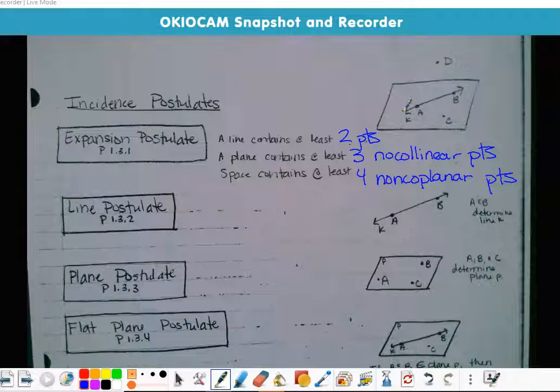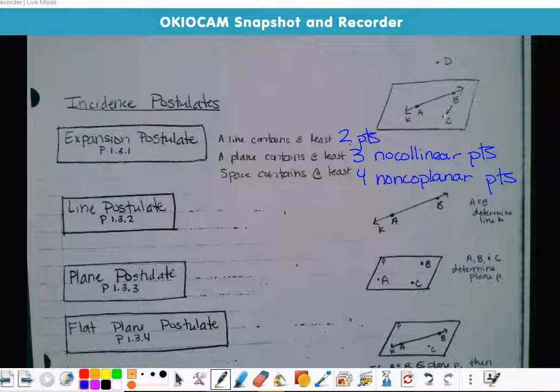To name a plane, I need at least 3 non-collinear points. Non-collinear means not in the same line. So this would be plane A, C, and D. A, C, B? But they're on the same line. No, C is not on that line. A and B are, but the third one is not on the line, so that's okay. That's a good question.